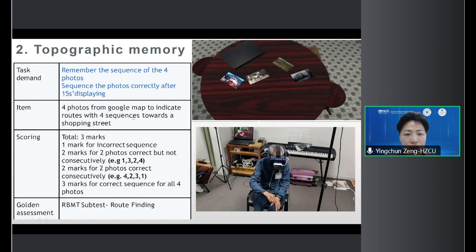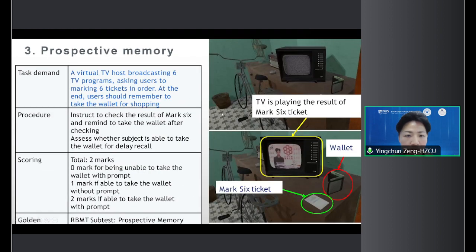And the second domain is topographic memory. The task requests the user to remember the sequence of 4 photos, and after a 15-second display, asks the user to sequence these 4 photos again correctly. And for prospective memory, a virtual TV host broadcasts 3 TV programs and asks the user to mark 60 ticks in order. At the end, the user should remember to take his wallet for shopping.